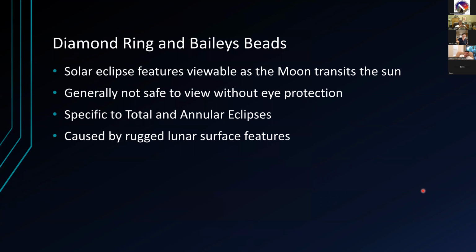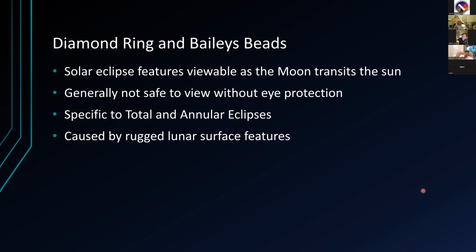So we've talked about what distinguishes a solar eclipse from other types of orbital movements. We talked about some of the main components that we observe from the ground. But now we're going to jump over to some of the more interesting phenomena, which are still really cool to go look at. These are what are known as diamond ring and Baily's beads.